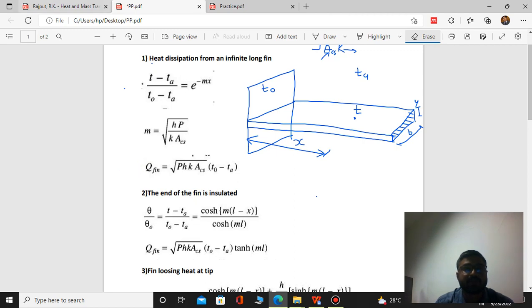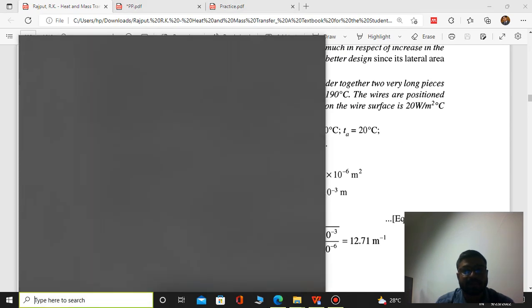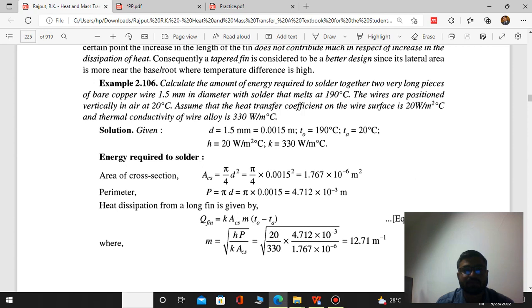So here we have data. According to this data we will draw our diagram. So let us initially draw the diagram.